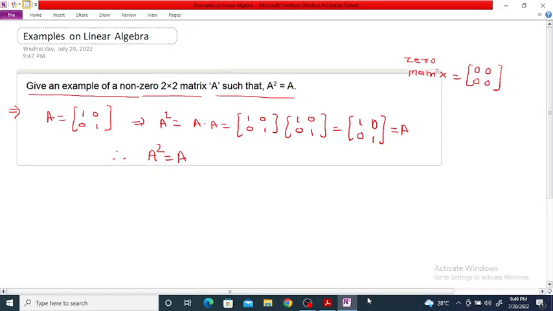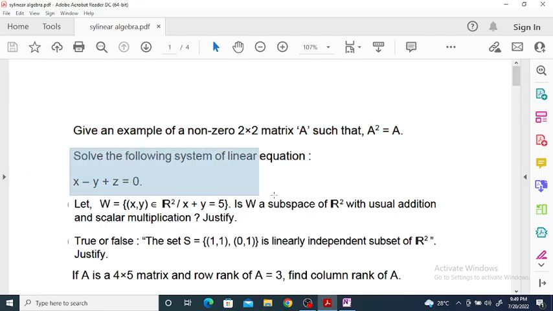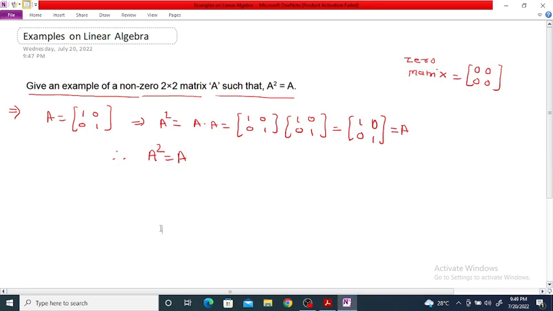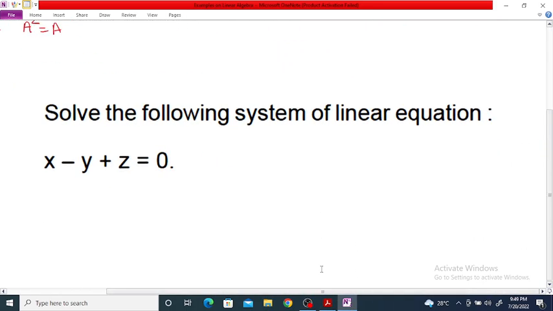Second example, solve the following system of linear equations: x minus y plus z equal to 0. Again here y and z are free variables, so put y equal to t and z equal to r, where t and r are real numbers.